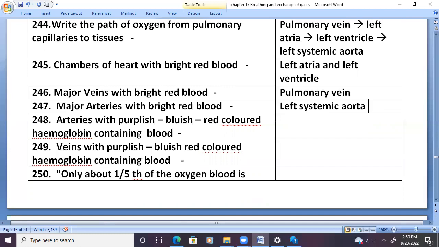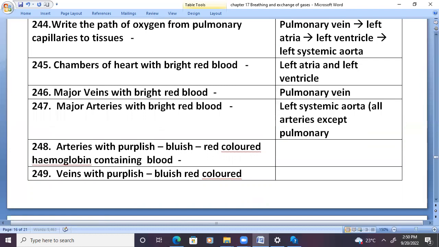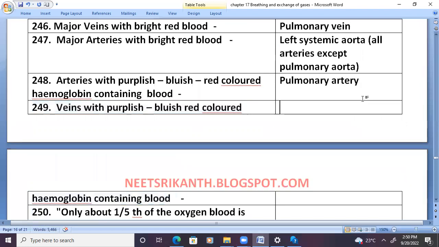That is all we can say: all arteries, except the pulmonary artery, because the pulmonary artery is carrying deoxygenated blood. Arteries with purplish, bluish, red colored hemoglobin containing blood, that means the pulmonary artery. Veins with purplish, bluish, red colored hemoglobin containing blood: all veins, that means superior and inferior vena cava and their respective branches, all veins except the pulmonary vein, because the pulmonary vein is carrying oxygenated blood.